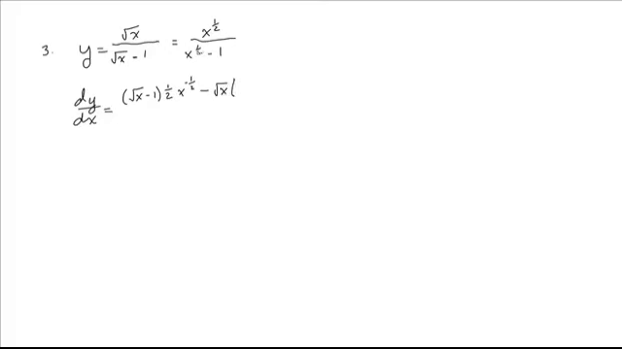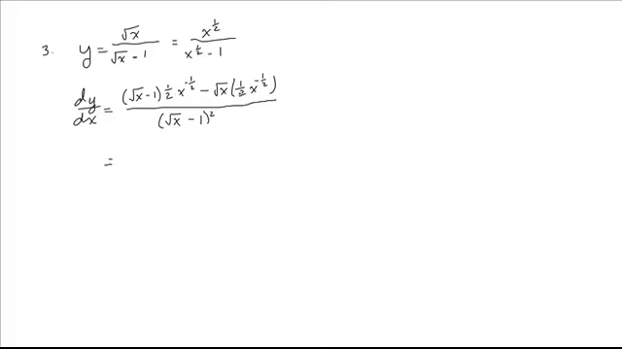And now we're going to do the derivative of x to the 1/2 minus 1. Well, we just did the derivative of x to the 1/2. That's 1/2 x to the minus 1/2. The minus 1 is a constant because we're doing it piece by piece. All over the denominator squared.